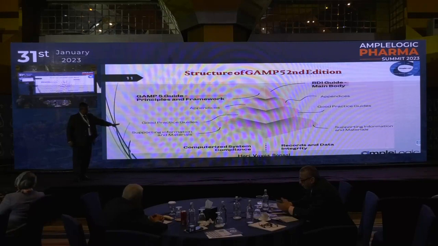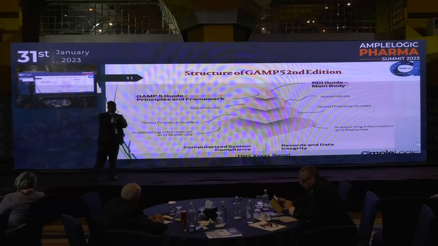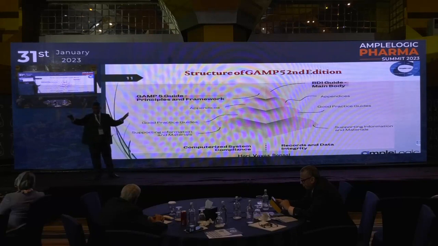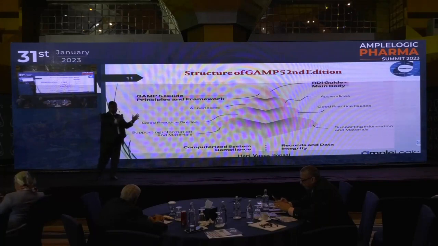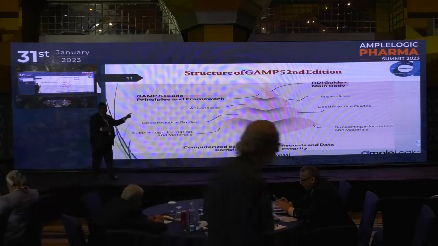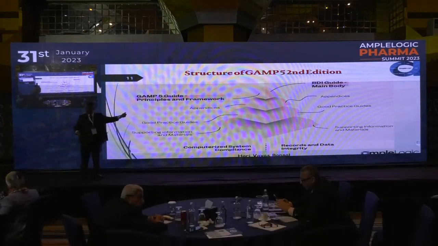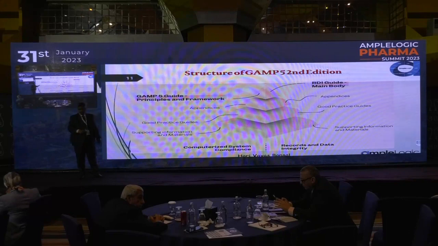This is computerized system compliance, that is records and data integrity. So your compliance is now being merged together with records and the integrity of those records. Earlier, when you were doing the compliance of your computerized systems, you were generating data. So data integrity was taken care of as a separate process, and computerized system validation was taken care of as a separate process, and there was no integration between both of them. So now the integration is being made, and this second edition came into effect.